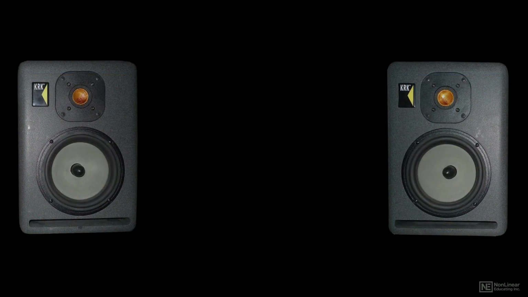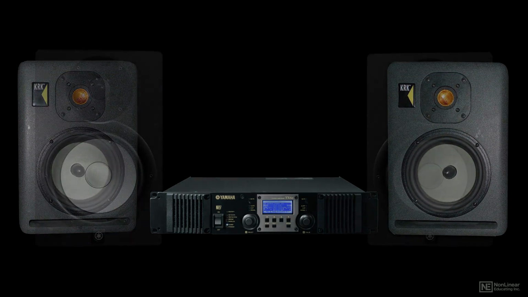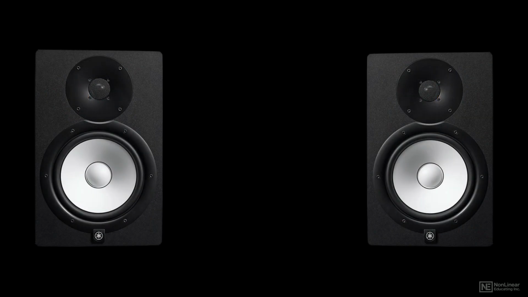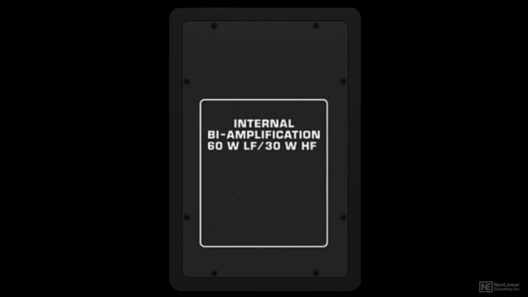Traditionally, studio monitors were passive and required a separate power amp to drive them, but nowadays most studio monitors are active, which means that they have the power amp, or amps, built in. A typical two-way studio monitor, woofer and tweeter, is bi-amped with separate power amps for the two drivers, a lower wattage amp for the tweeter, and a higher wattage amp for the woofer as required.